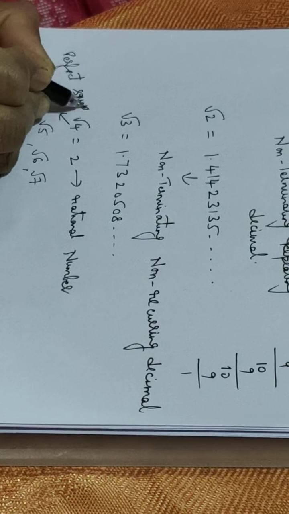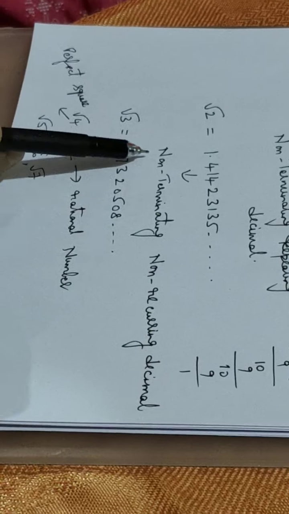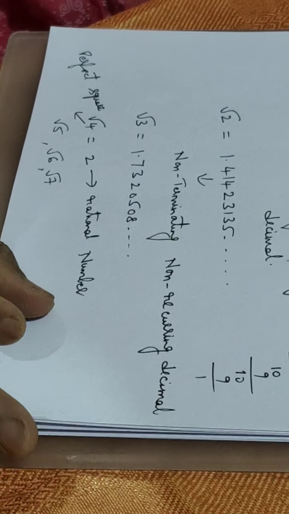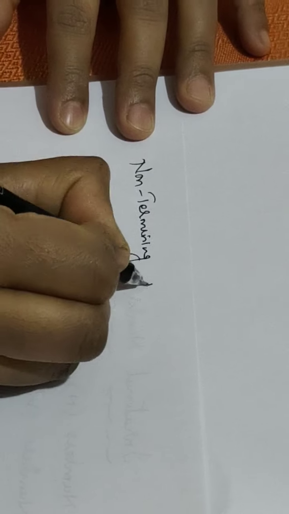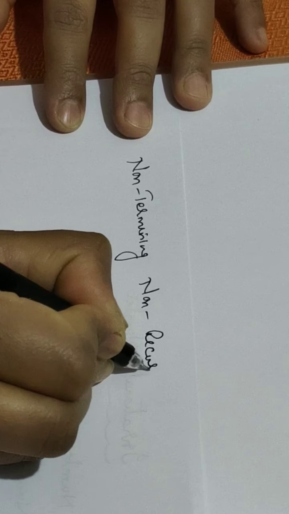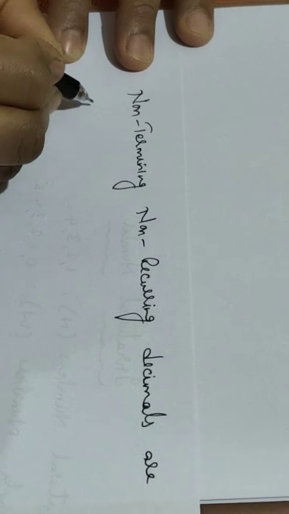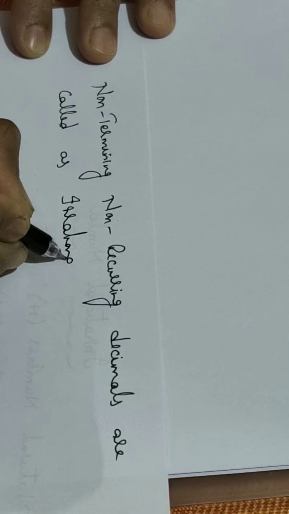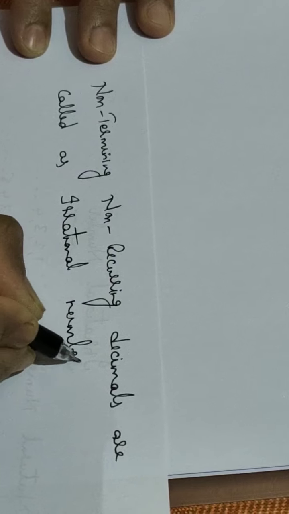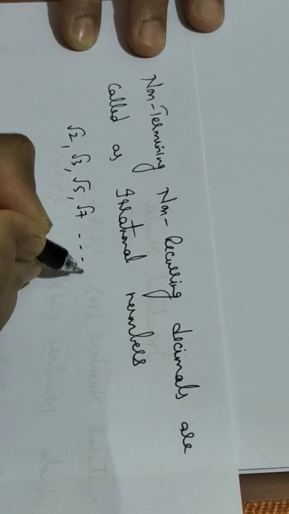So the square roots of all non-perfect square numbers are non-terminating, non-recurring decimals. So irrational numbers are nothing but non-terminating, non-recurring decimals. Examples of irrational numbers are root 2, root 3, root 5, root 7 and so on.